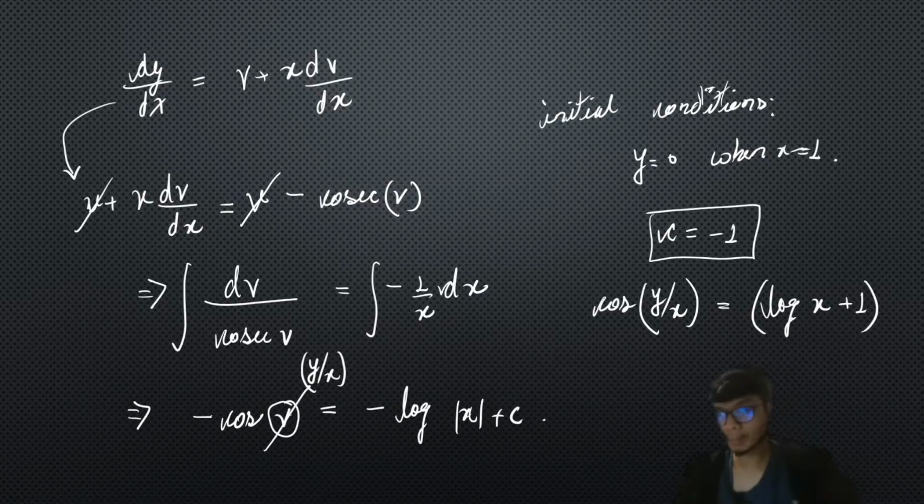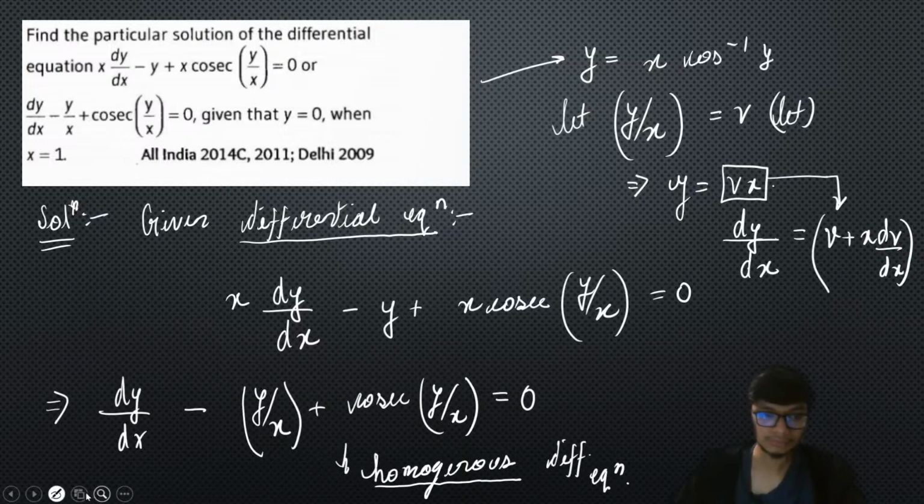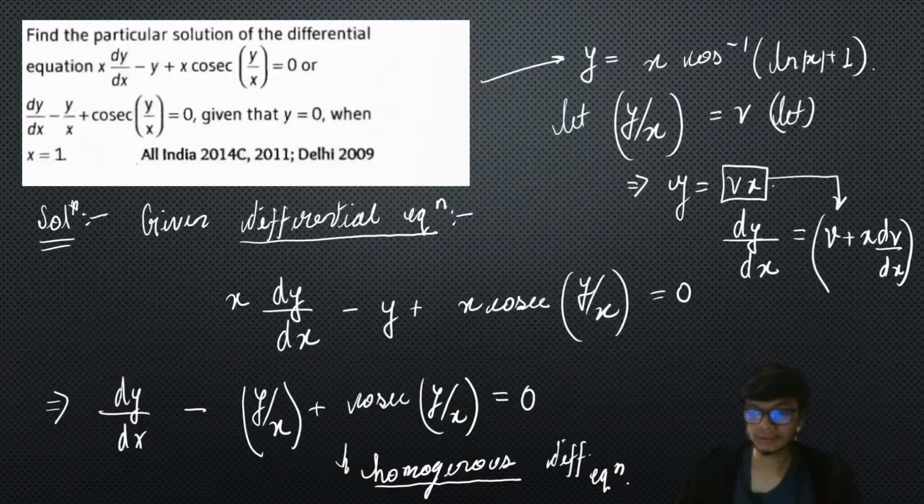Now it is always recommended to represent the solution as y equals some part of x, right? So for doing that, I can write the solution as y equals x times cos inverse of natural log of x plus 1, right? So this is going to be our ultimate solution.